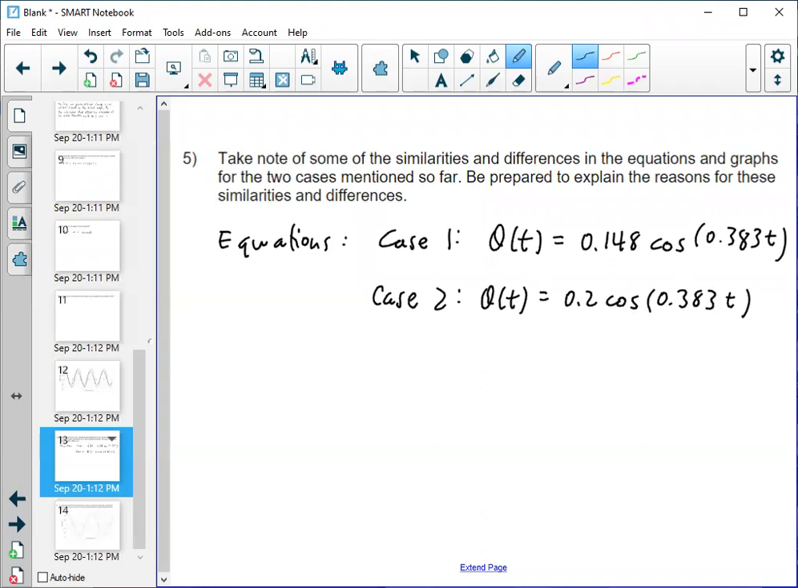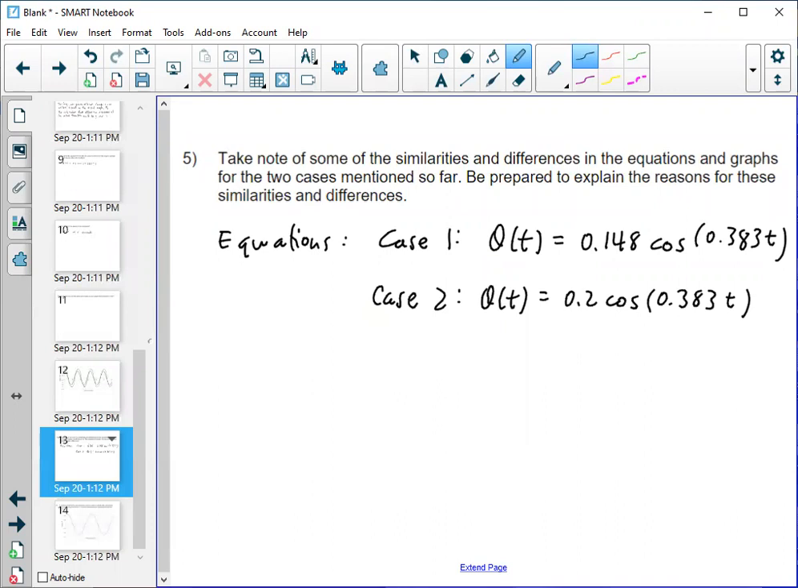You can see here just by writing them that the equations have different amplitudes, but both have the same frequency and period. The graphs, since the frequency for both cases is the same, will intersect the horizontal axis at the same points, which we saw. Also, the maximum and minimum points will occur at the same time, and the graphs have a similar shape, but are scaled differently due to the differences in their amplitudes. The one had an amplitude of 0.148, and the other had an amplitude of 0.2.